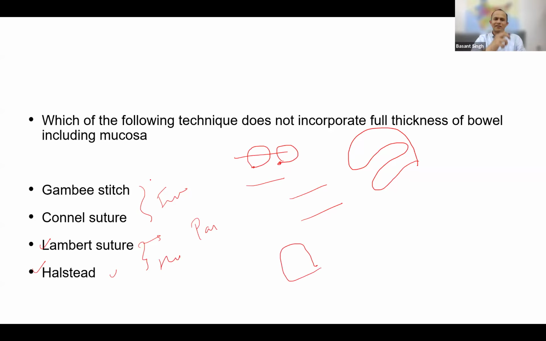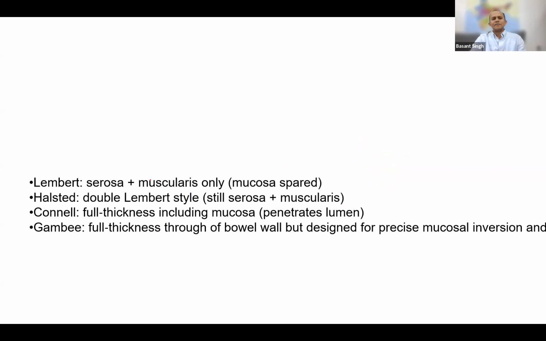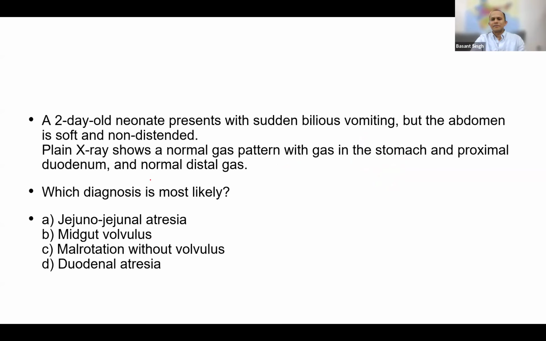So this question was asked in one of the papers. Therefore, I thought that you should know a bit about stitching also, different types of stitch: Gambee, Connell, Lembert, Halsted. Yes. So Gambee is basically a full thickness stitch, but I think the knot is inside the mucosa, as far as I remember. So it is an inverting stitch. So we go from the mucosa outside, then from the outside we come inside and tie it like this. So it inverts the bowel like this.